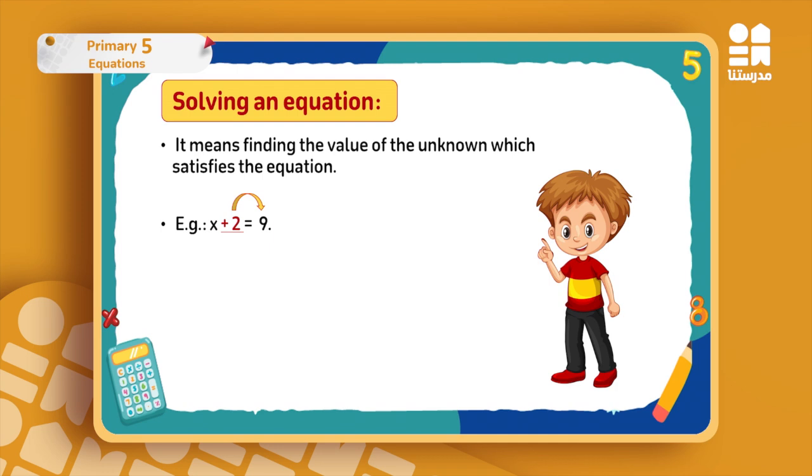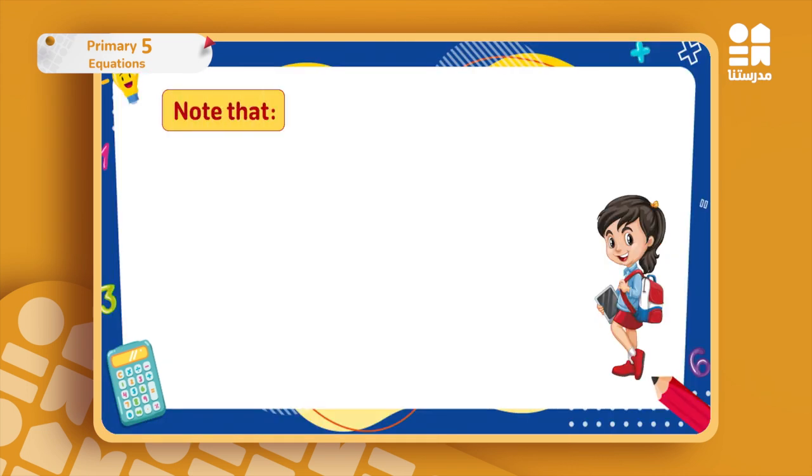So it will be 9 minus 2. X equals 9 minus 2. So 9 minus 2 is 7. Then x is equal to 7. Okay? So now we will take another example. And as I said, this is called inverse operation.